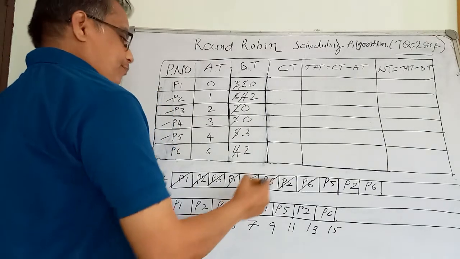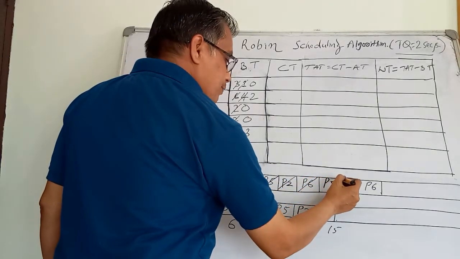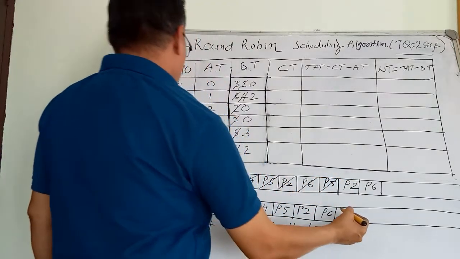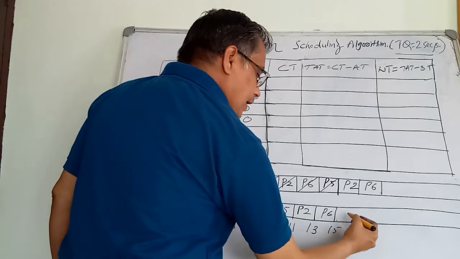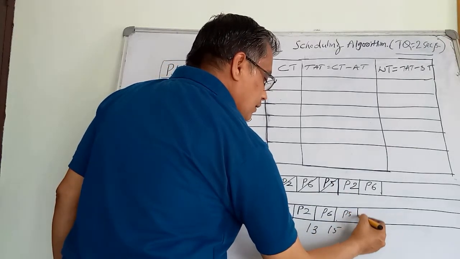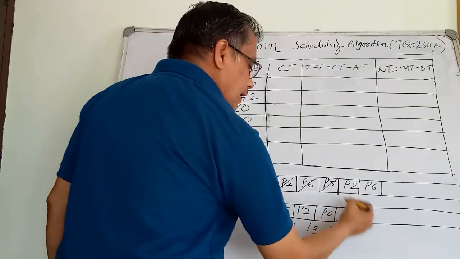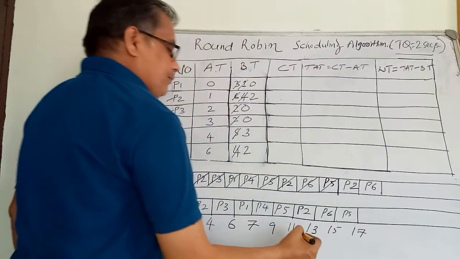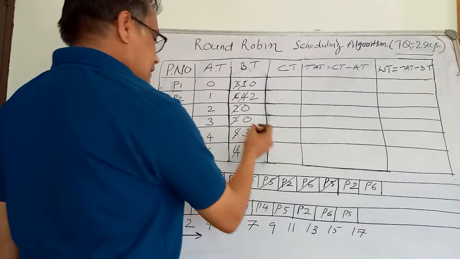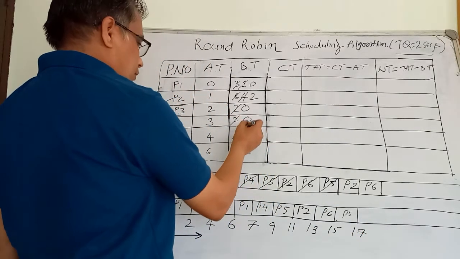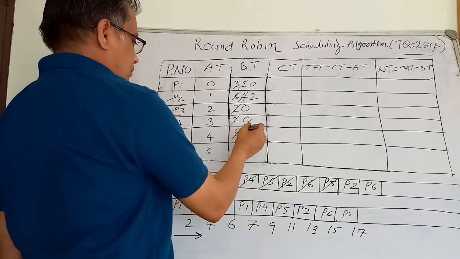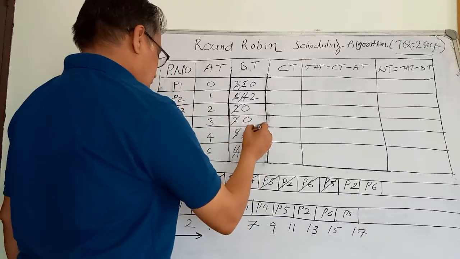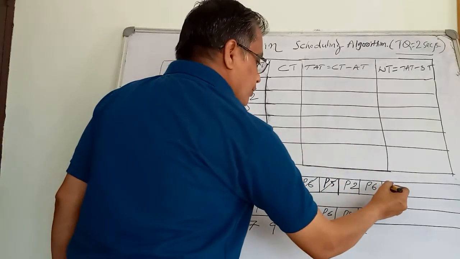Right? P5. Now the next one is P5 from the queue. Again mention here P5. Again how much? 3 is remaining. P5 is brought here in the Gantt chart of the CPU. Again executed for 2 seconds. 15 plus 2, 17. Okay. That means again you have to go here to the burst time column. 3 minus 2, 1 is remaining. Again you have to bring that process P5 in the queue.